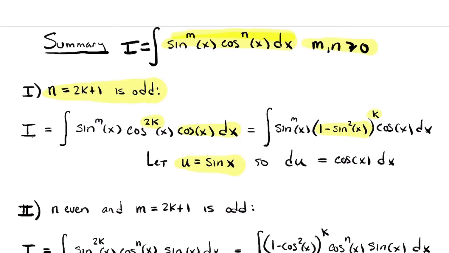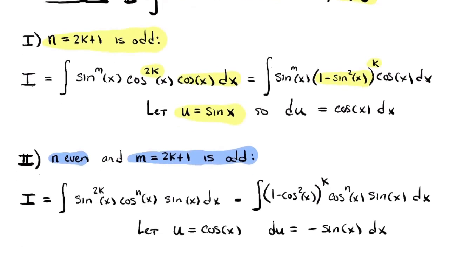If I don't get my wish, if the number n is not odd, then I look at m, and I hope it's odd. If the number n is even, then I hope m is odd. If m is odd, then I split off a sine, leaving an even exponent on sine. I can write that even power of sine as a power of 1 minus cosine squared. Then I let u equal cosine. Okay, and my du is negative sine x dx, well, it's its opposite. Then I get a polynomial in u, and I integrate it.